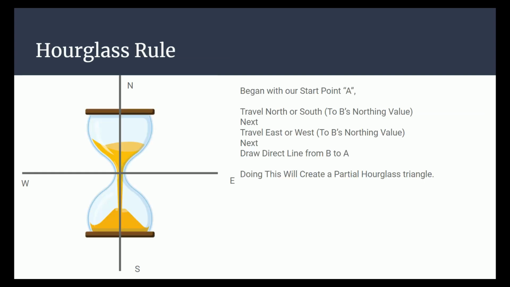So anytime we draw our direction path, we have three main directions. We go north or south, and we can go east or west. And our third direction is a direct distance. A quick method I have established is the hourglass rule.